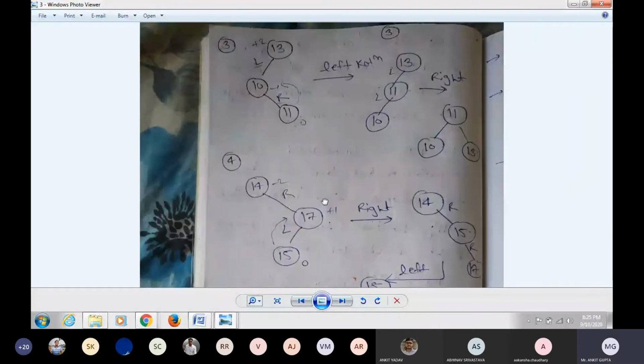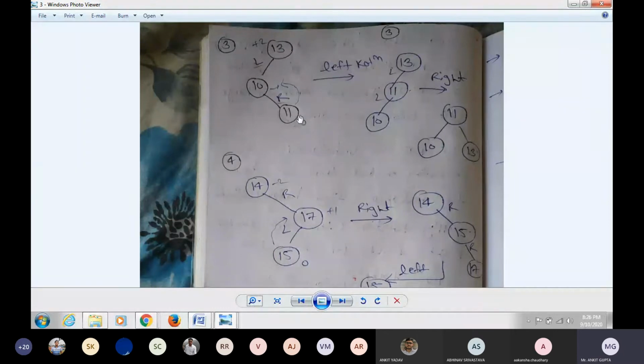Now page number 3. First I will insert 13, no problems. Then 10, no problems. Actually, listen carefully. After inserting every node in the tree, you have to check whether it is balanced or not. At every step, you have to check it. So first I will insert 13. No problems because 0 balance factor. Then I will insert 10. No problems because 0 and 1.